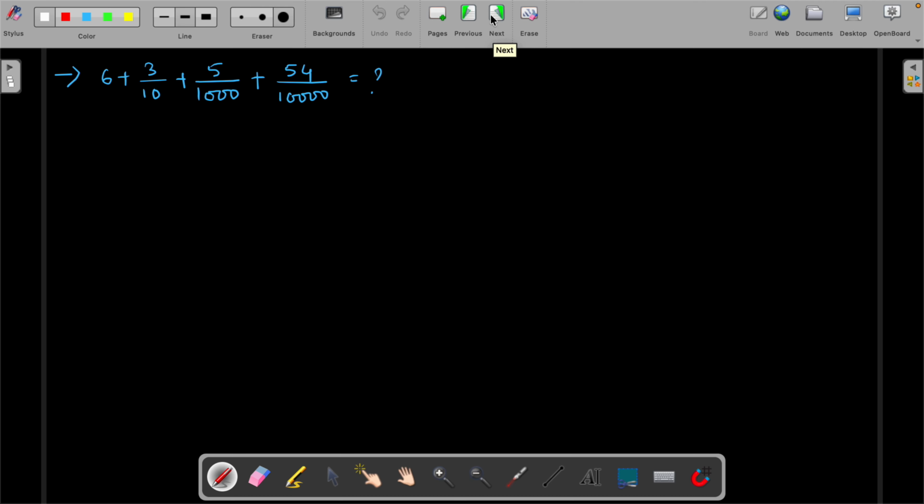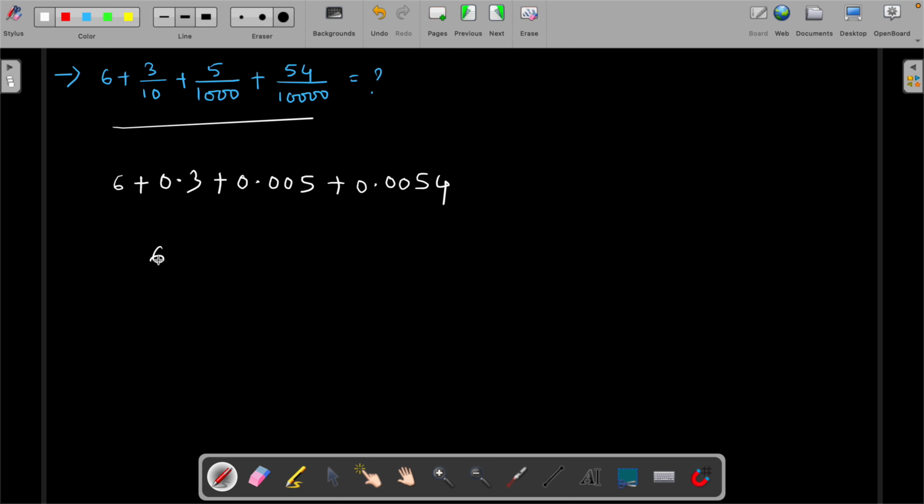This is the other TET question. We need to find out the value of this equation. 6 plus, what is 3 by 10? 0.3. What is 5 by 1000? 0.005. What is 54 by 10,000? 0.0054. We need to find the sum of these numbers.